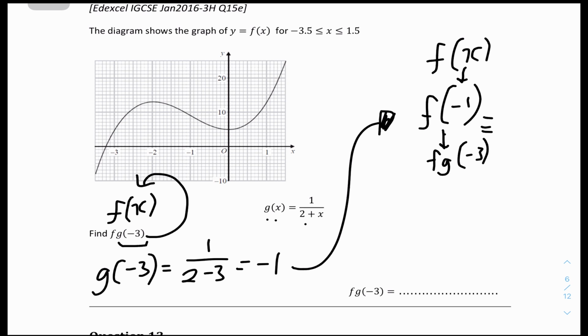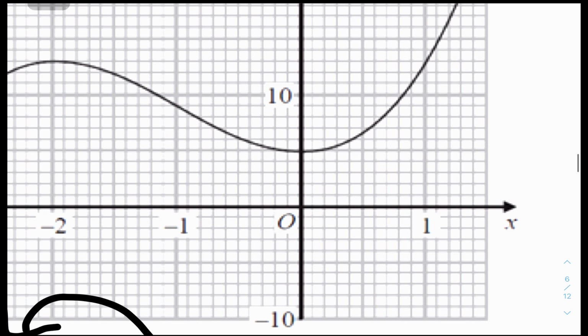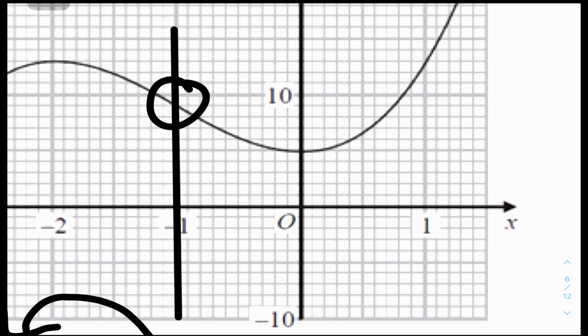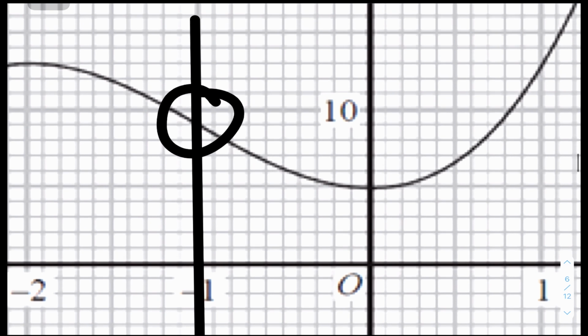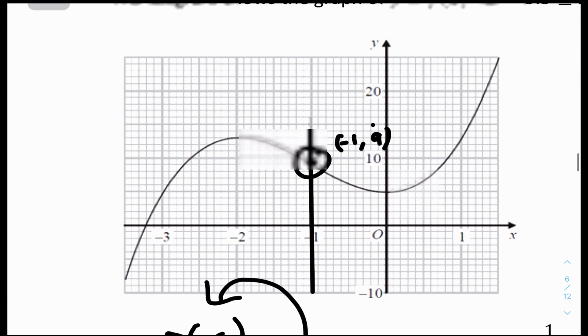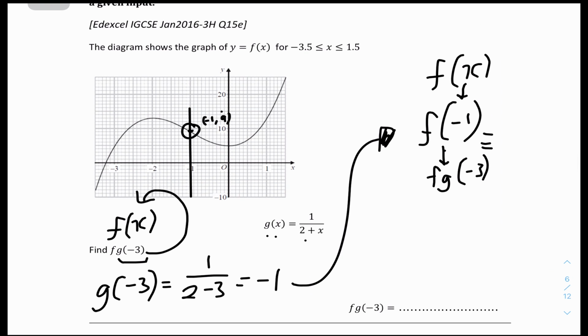You have to find the values which match x equals minus 1, and the y value which matches it. So if you draw a straight line on x equals minus 1, you know that this value right here is what we're trying to find. You have to find the y value. So the y value lies on this point right here. It's (minus 1, 9), so the corresponding y value is 9. So therefore the answer is 9. So f of g of minus 3 equals 9, right here.